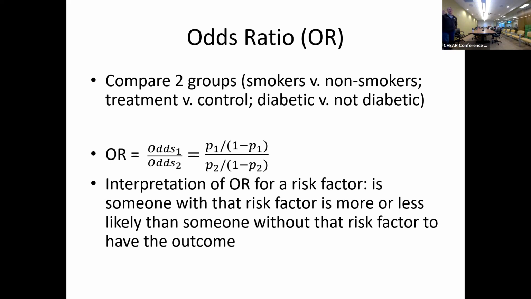And the general idea here is that the odds ratio for a particular risk factor indicates whether someone with that risk factor is more or less likely than someone without the risk factor to have the outcome. So if we have treatment versus control, and the odds ratio, after doing all this math, is say 1.2, that would indicate that someone in the treatment group is more likely to have the outcome. If it's right around 1, then it's about even. If it's less than 1, then the group in the numerator is less likely. Okay, next slide.